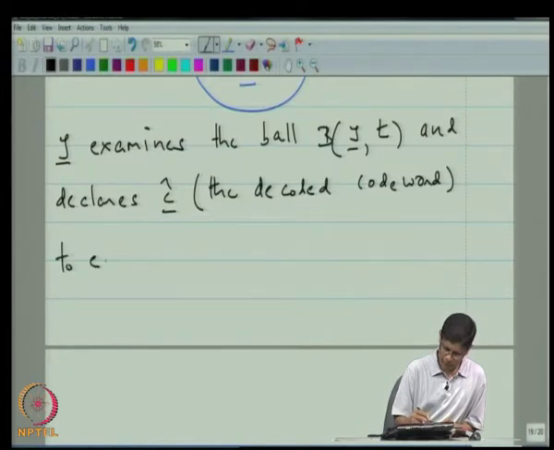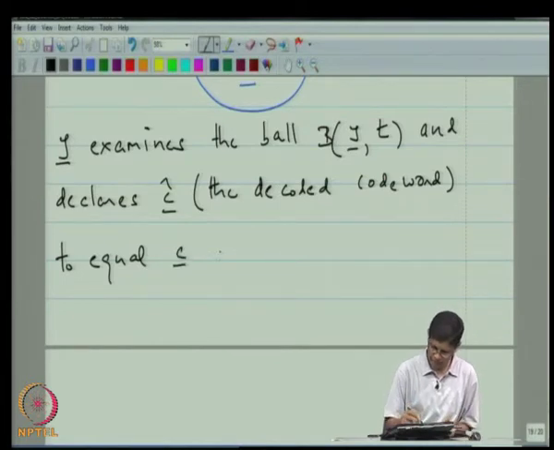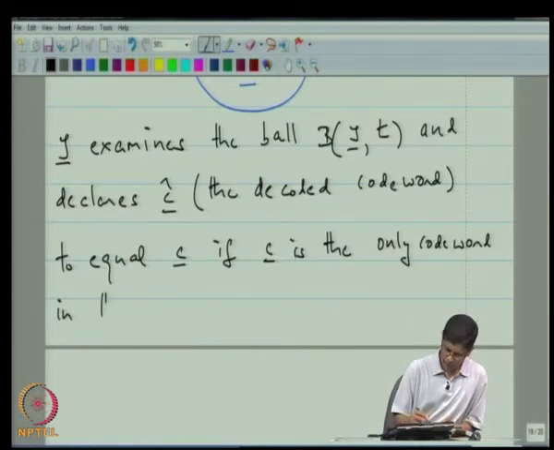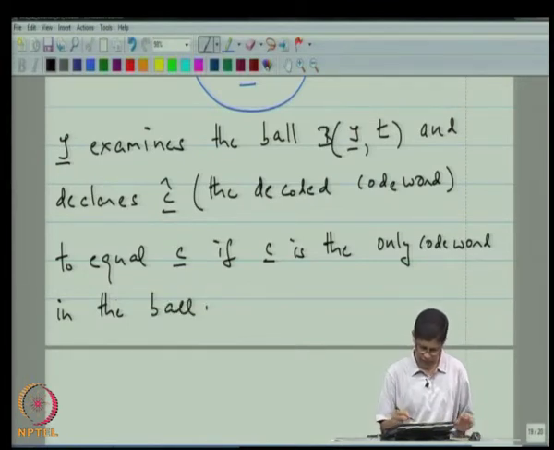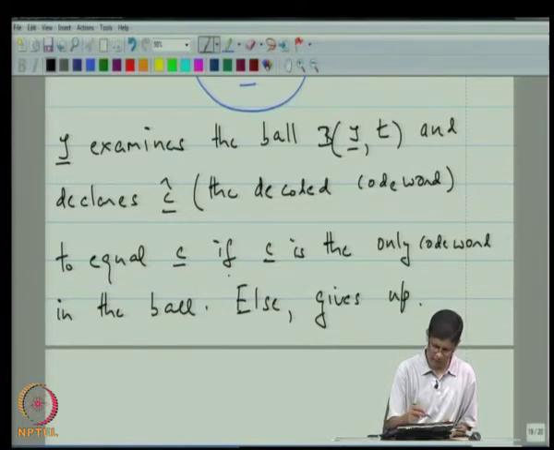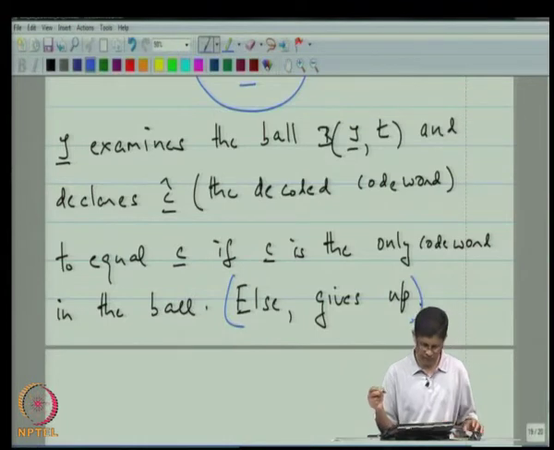to equal C if C is the only code word in the ball. Okay. Else it gives up. That 'else gives up' is parenthetical.